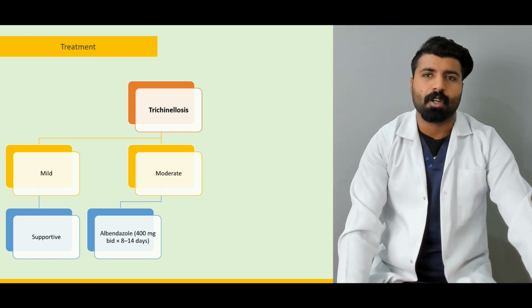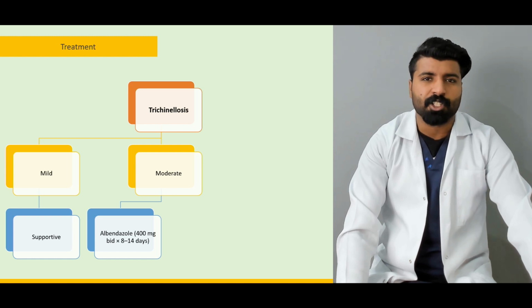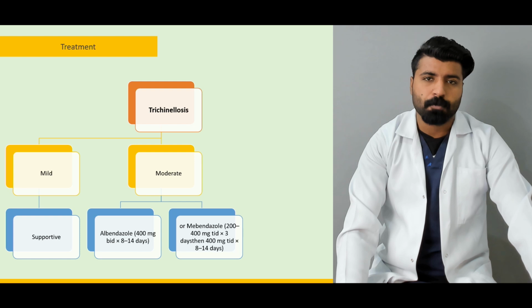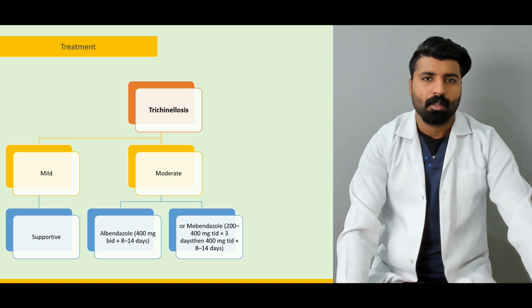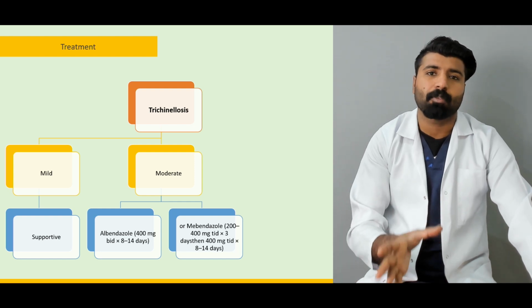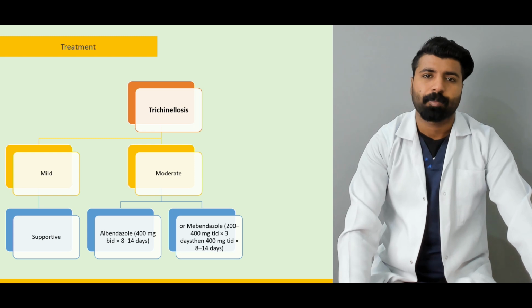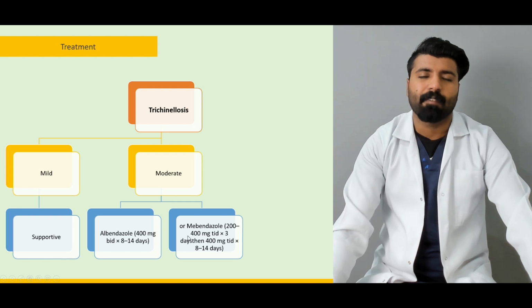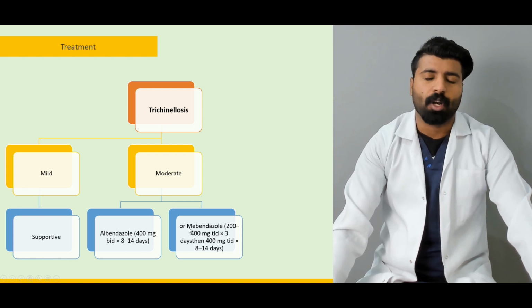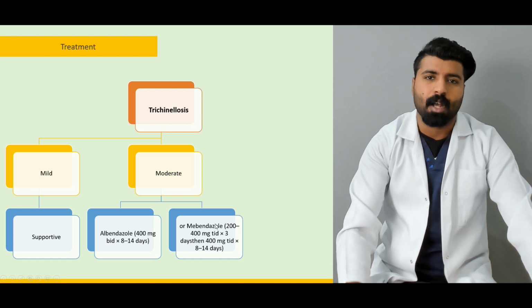But there are some patients who don't respond to this therapy, or some patients are sensitized toward albendazole. They get a hypersensitivity reaction because of it. So we give those patients mebendazole, which is given in 200 to 400 milligram TID, for 8 to 14 days again. The whole course of the treatment must be between 8 to 14 days. Mebendazole is given in a 400 milligram dose, 3 times a day.